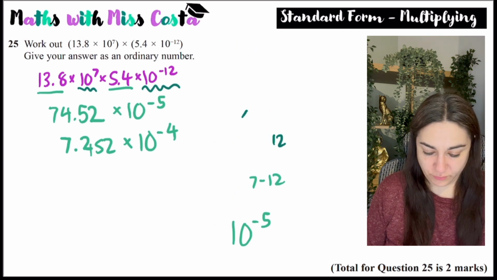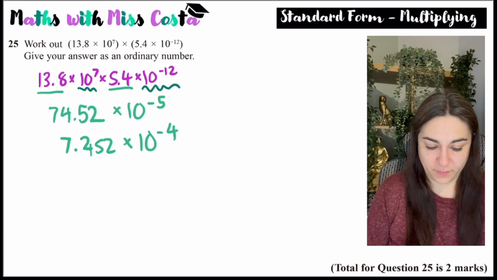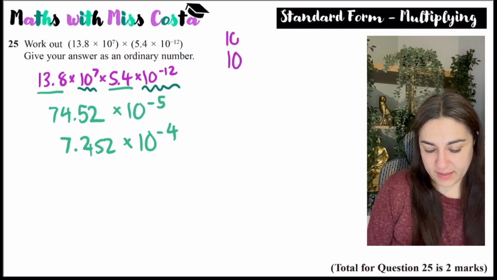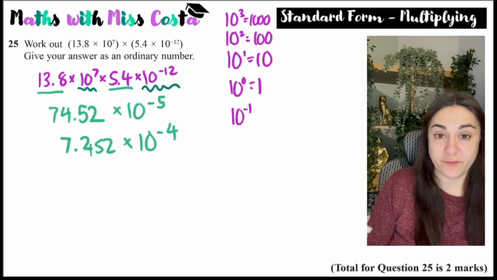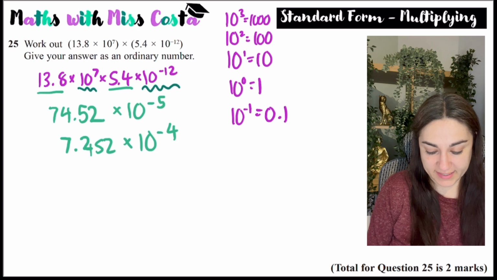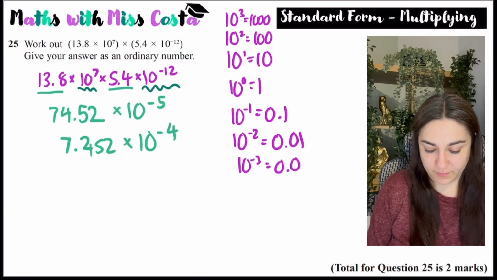Just to quickly recap, if you're not super familiar with standard form, let's say I've got 10 cubed, that's 1,000. 10 squared is 100. 10 to the power of 1 is 10. 10 to the power of 0 is 1. 10 to the power of minus 1, following this pattern, each time I'm dividing by 10. So that would be 0.1. 10 to the power of minus 2 would be 0.01. To the minus 3 would be 0.001. And to the minus 4 would be 0.0001.